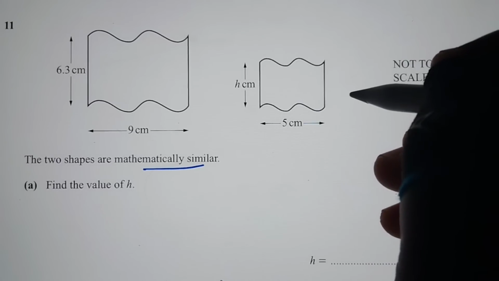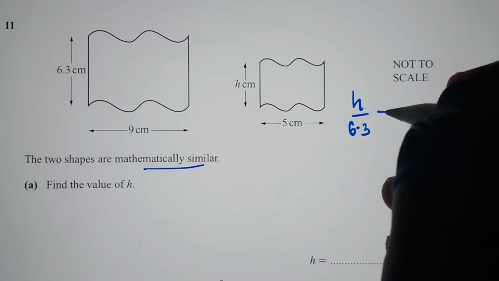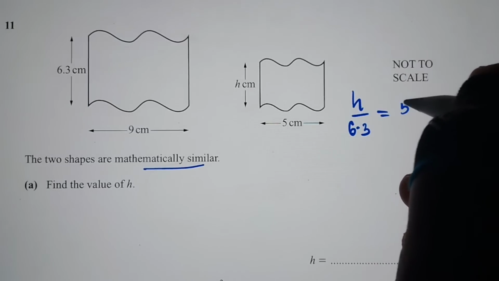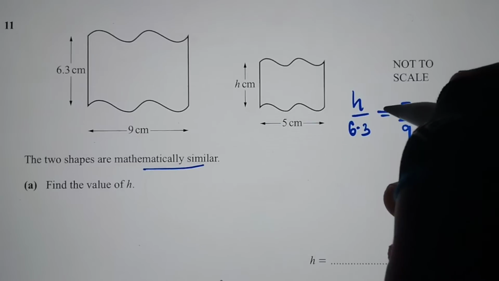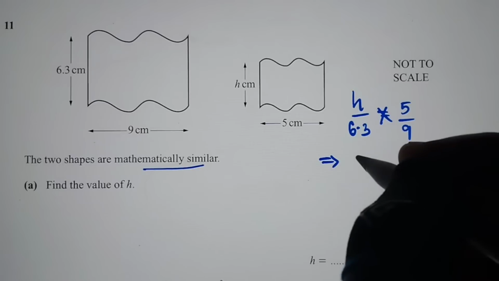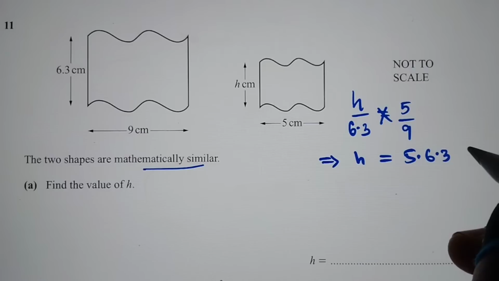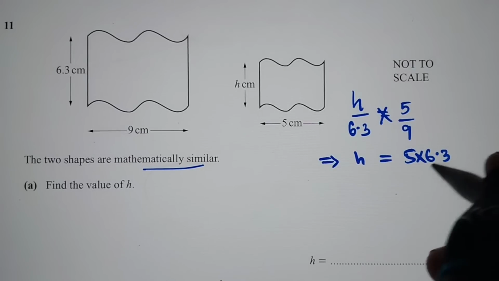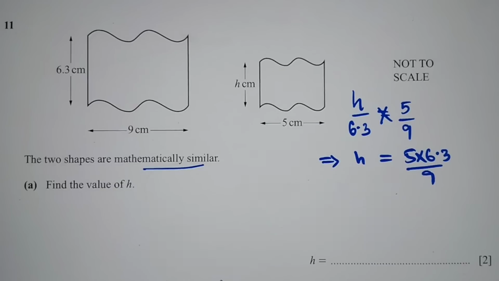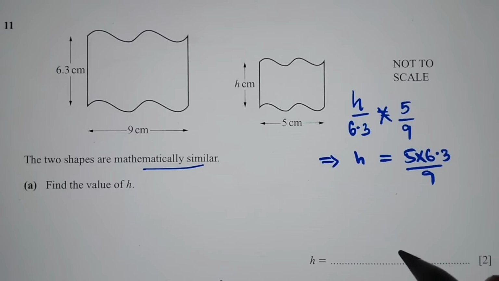To begin, you are going to say h divided by 6.3 is equal to 5 divided by 9. Then you cross multiply to solve for h. In this case, you are going to have h is equal to 5 times 6.3 divided by 9. Pressing this into your calculator will give you h is equal to 3.5.